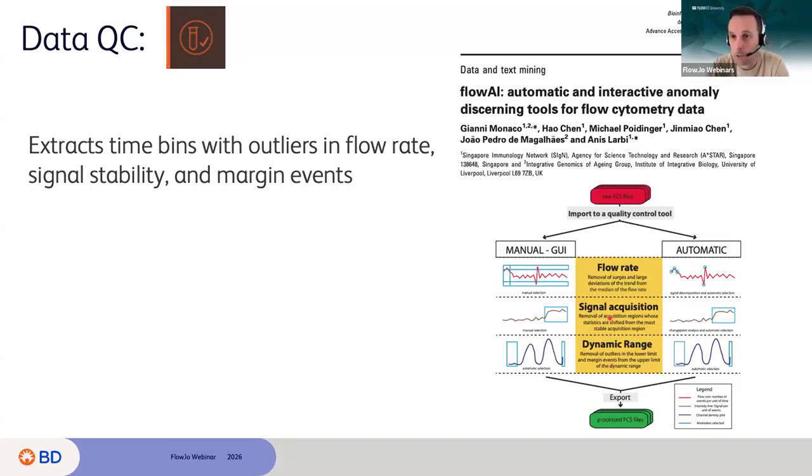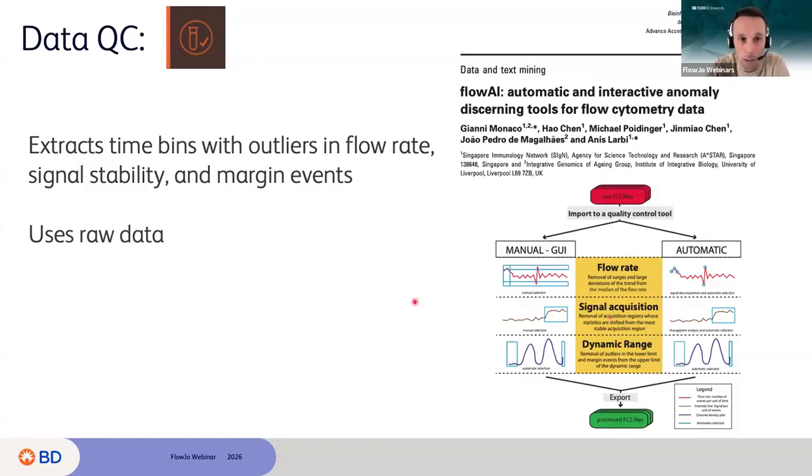It's going to look at the signal acquisition, which is your MFI. Your MFI should be within 2 times the standard deviation. If it's outside that range, it's going to remove that part of the sample. And it's going to look at your dynamic range. Your instrument has a window where it works best. You want to be above the electronic noise and within the linear range of your instrument. If you're outside that range, the measurement you get will not be accurate. So we're going to remove every event that's outside that range.